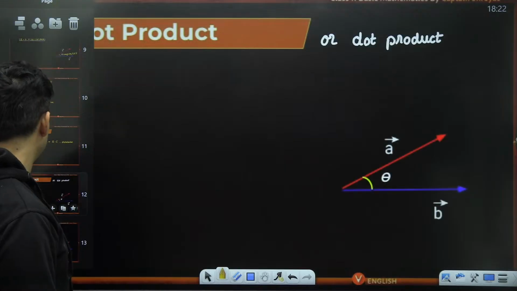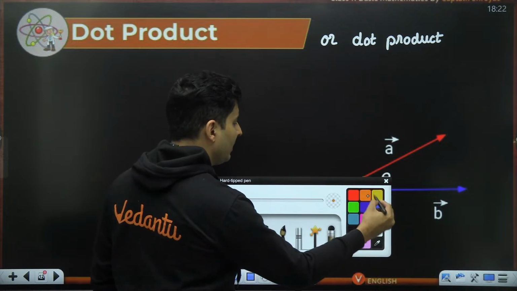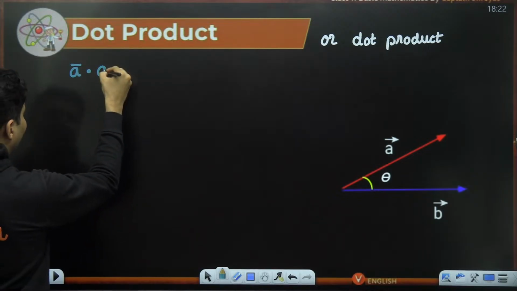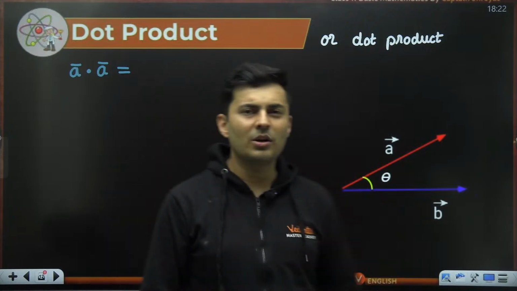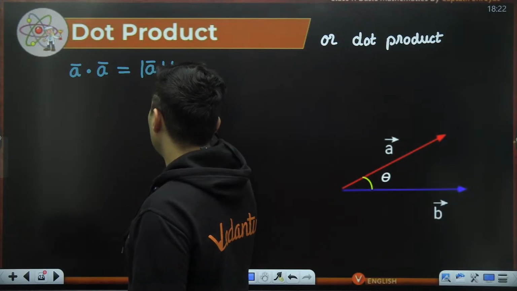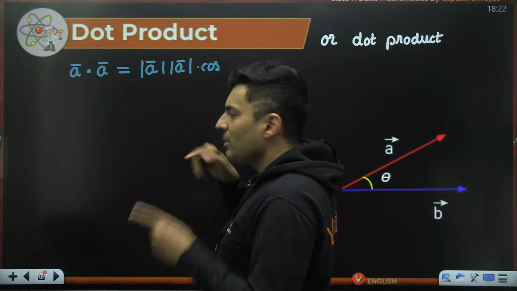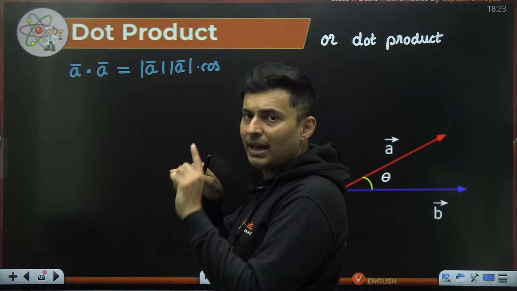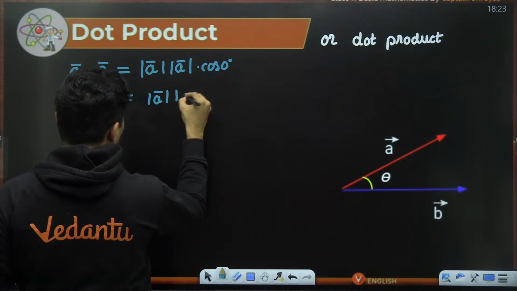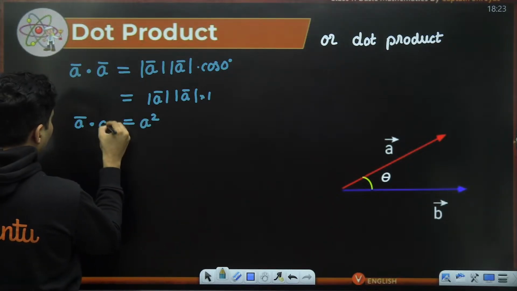Now let's take some specific examples for dot product and see how it comes out. Say somebody decides, I want to take the dot product of vector A with vector A itself. What is the meaning of that? It means I'm taking the magnitude of A, the magnitude of A again, and multiplying with cos of the angle between them. Both are similar vectors, parallel to each other, so there is no angle. That means cos of 0 degrees. So it is A into A into cos 0, which is 1. So A dot A is A square.